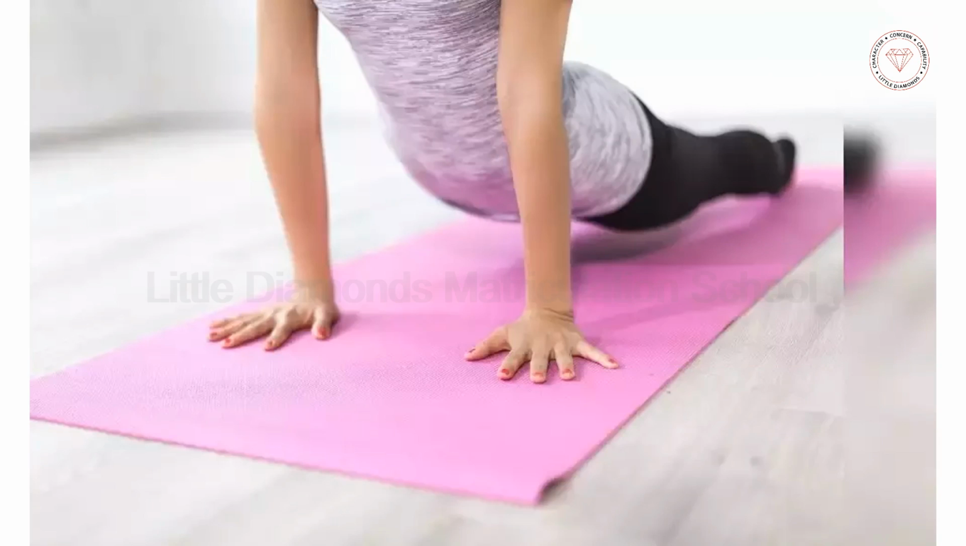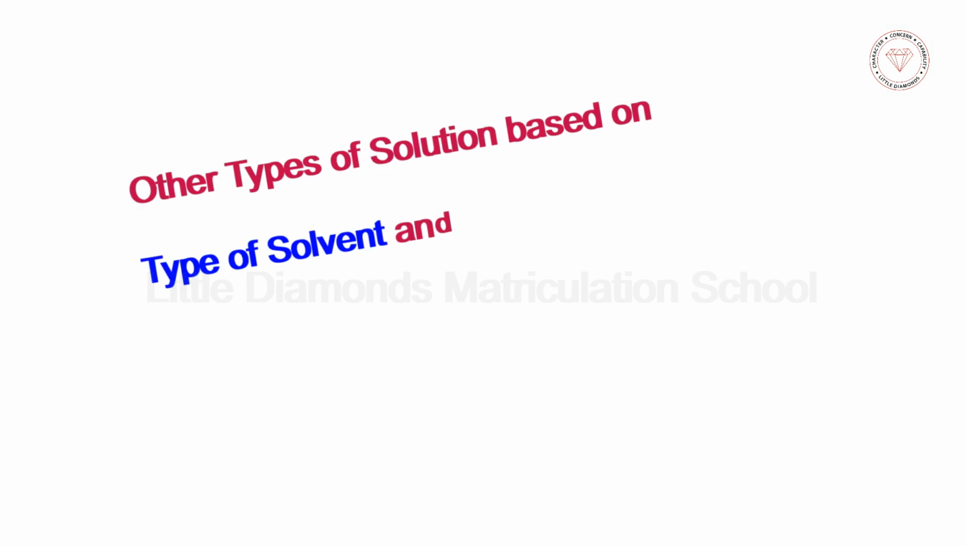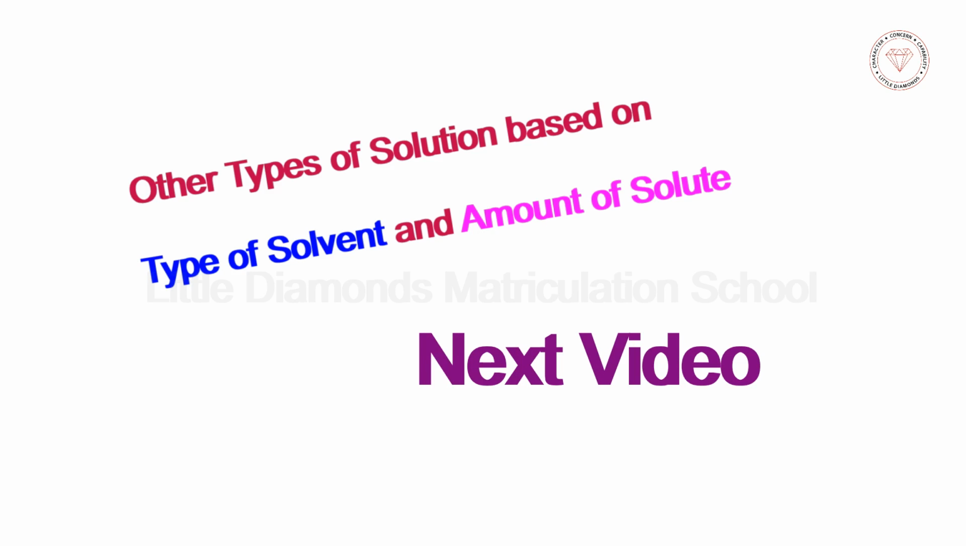You now know that yoga mat is a solid solution, mayonnaise is a liquid solution, and perfume is a gaseous solution. Shall we learn more about the other types of solutions based on type of solvent and amount of solute in our next video?